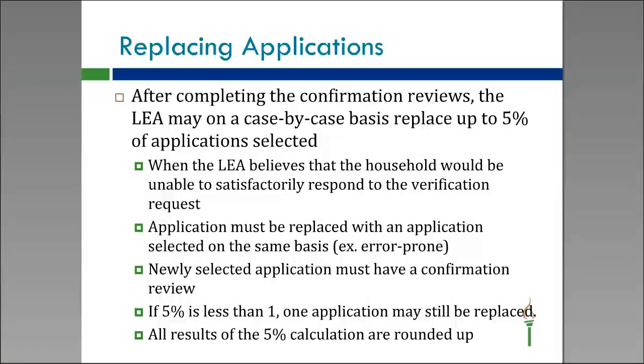After completing the confirmation review, you can choose to replace up to 5% of your applications. So you should consider factors such as household stability and communication difficulties when declining the applications. So if you have someone that you know is having a lot of medical problems or crises, or there might be a messy divorce or something like that going on, or you haven't been able to be in contact with the family for some other reason and you know that they might not be able to respond because of some hardship, then you can replace that application.